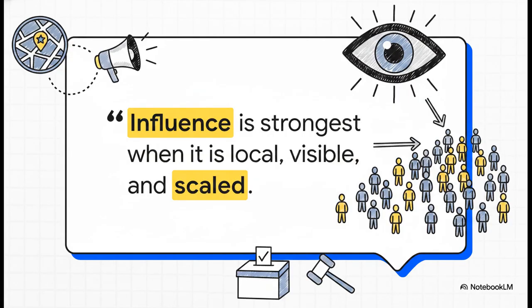And this brings us to a really key insight that's driving this entire industry shift. Influence is strongest when it is local, visible, and scaled. Think about it. Politicians respond to votes. They respond to public pressure from their own constituents. By making that pressure local to their district, highly visible in their daily feedback, and scaled to thousands of voters, the influence becomes absolutely impossible to ignore.